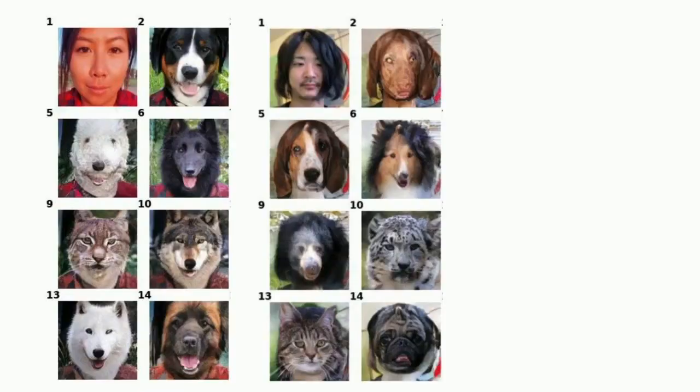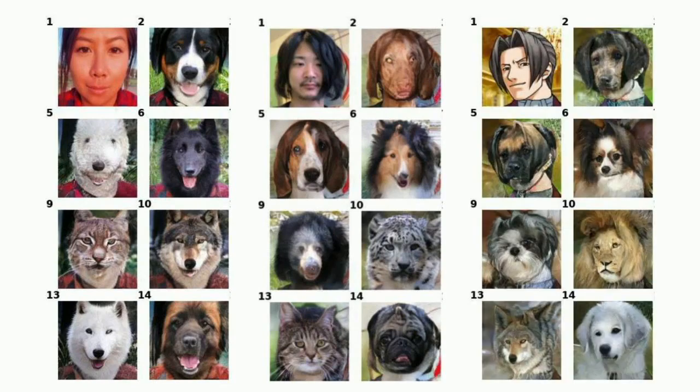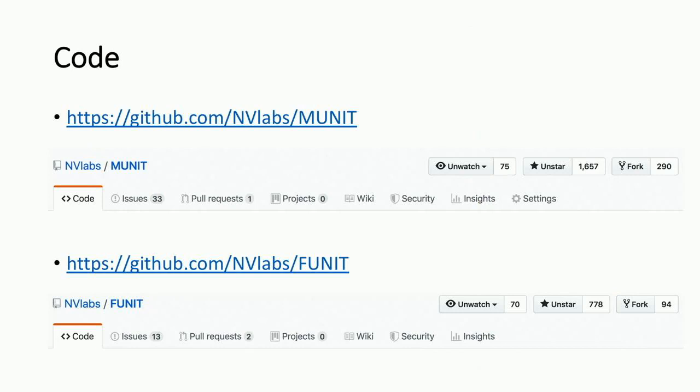So, I previously said it cannot generalize to drastically different style images, but actually it can generalize to very different content images. It's also interesting to see some analogies it makes, like transferring long hair to the long ears of the dogs. And perhaps even more surprisingly, it also works on cartoon faces. We released the code of both MUNIT and FUNIT, so feel free to try them if you think they might be useful for your work or you just want to have some fun.